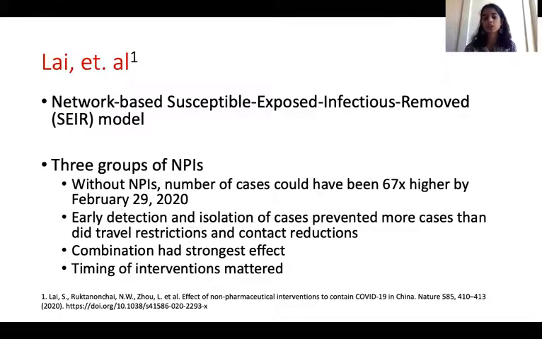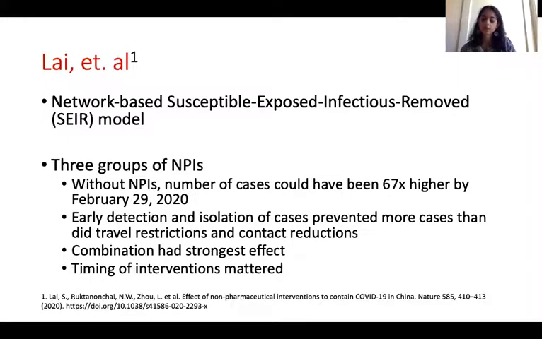They estimate 114,325 cases in mainland China as of February 29th, 2020. And they estimate that without these NPIs, the number of cases could have been 67 times higher by that February 29th date. They find that early detection and isolation of cases prevented more cases than did travel restrictions and contact reductions, but a combination of all of the NPIs had the strongest effect, and the timing of the interventions really mattered as well.